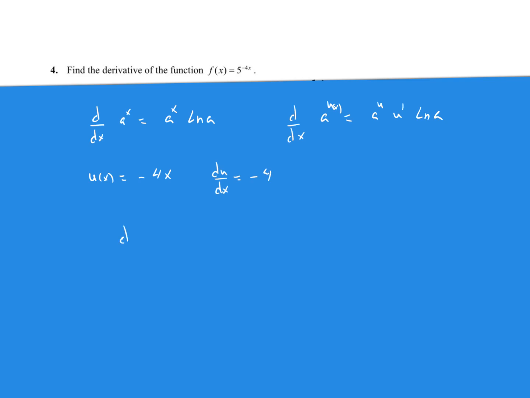So the derivative with respect to x of the function 5 to the minus 4x is equal to 5 to the minus 4x by the derivative of u with respect to x, which is minus 4, by the natural log of 5. And this is the final expression.